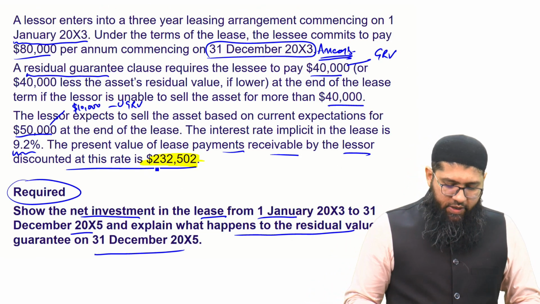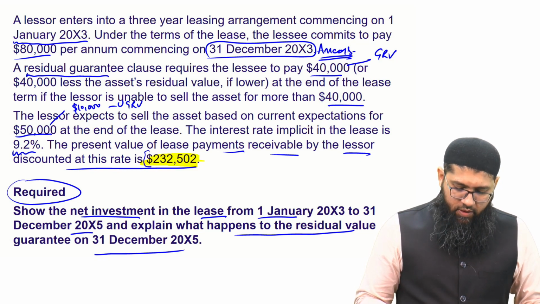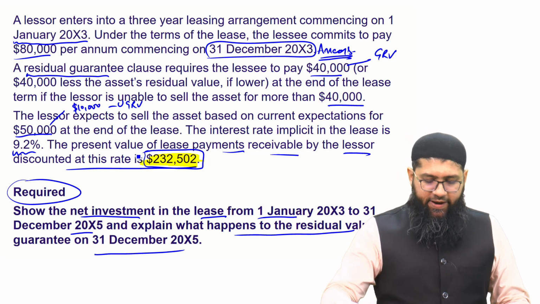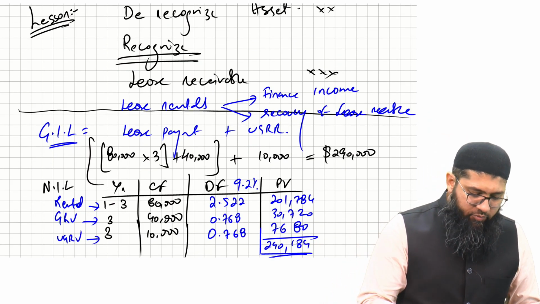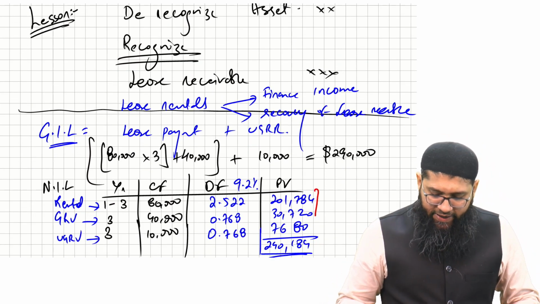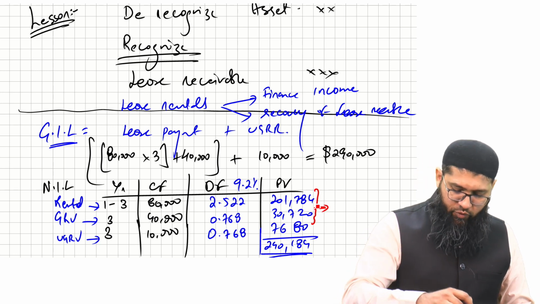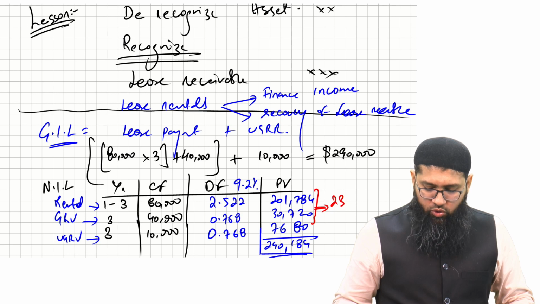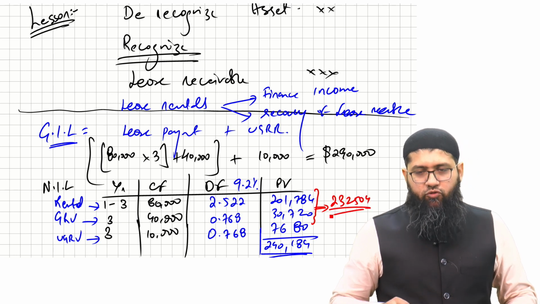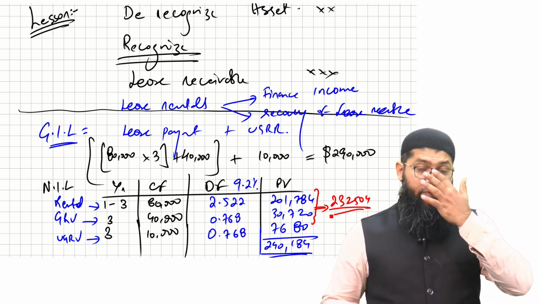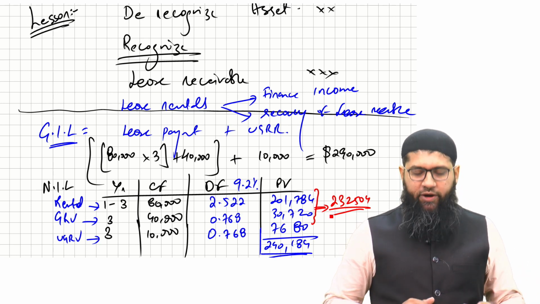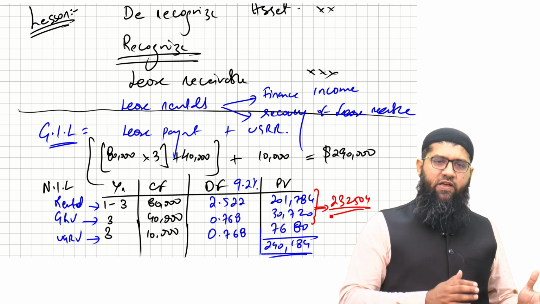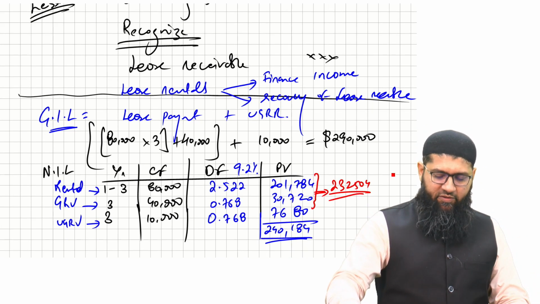Now, he actually had it at 232,502. What was it? It was actually the present value of these two items. The examiner had calculated the present value of these two items. If you calculate the present value of these two items, it is going to be 232,504. So the amount of receivable from the lessee is going to be 232,504. But again, we need to have the gross investment in lease and the net investment in the lease, both.